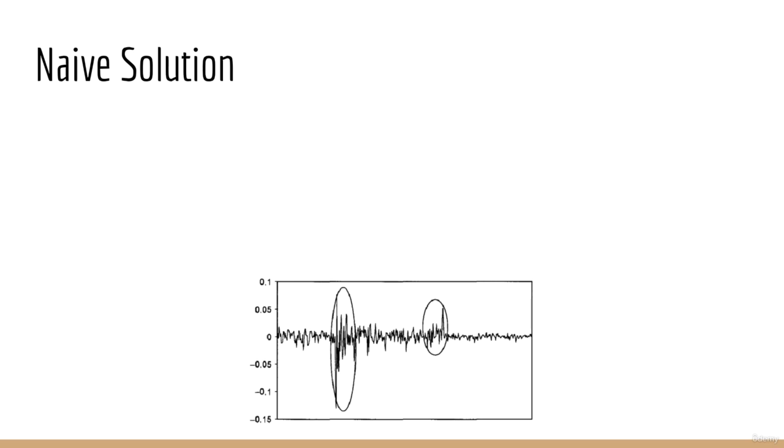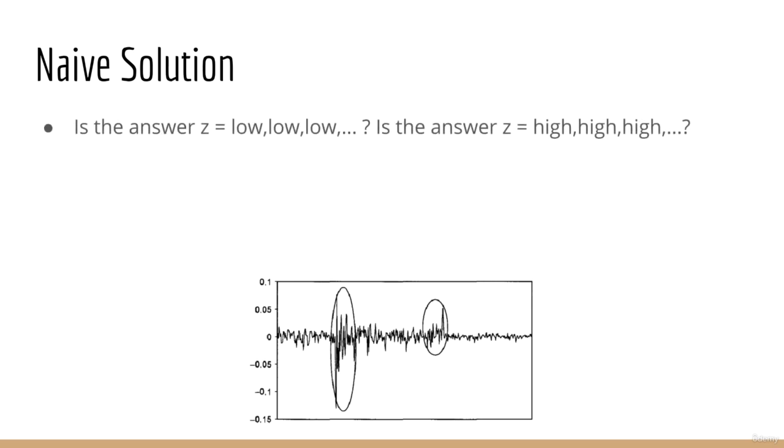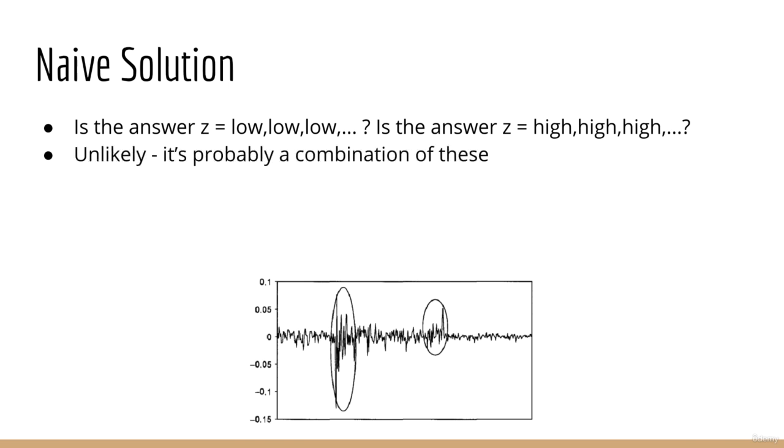So let's think about how we might perform this task from a naive standpoint. We have our observations, x1 up to xt. We want to find the best settings of z1 up to zt, such that the probability of observing x1 up to xt is maximized. As an example of some possible solutions, consider the sequences low, low, low, and so on, or high, high, high, and so on. That is, sequences of all lows or sequences of all highs. Clearly, these two sequences of z's are probably not the answer. The answer is most likely a combination of lows and highs.